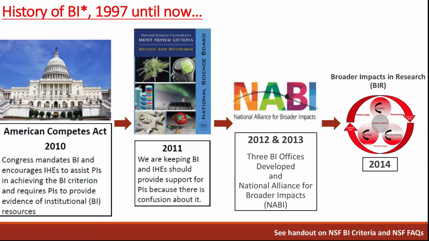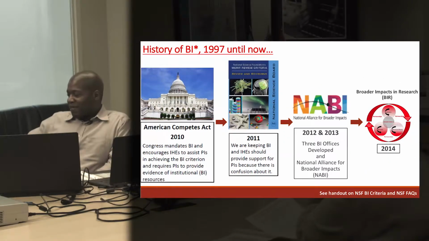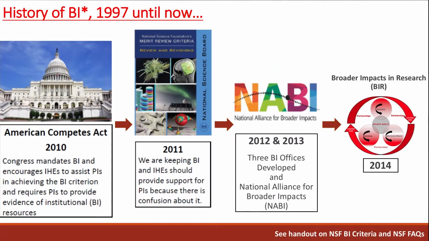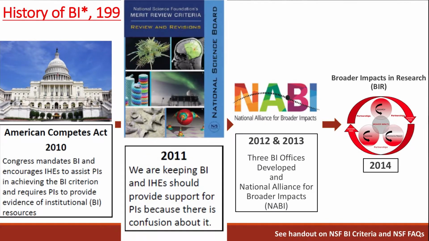And this is after, in 1997, broader impacts had exchanged the infrastructure and utility criteria. In 2010, the America COMPETES Act mandated broader impacts and said that institutes of higher education should help PIs support achieving the broader impacts criteria. In 2011, the National Science Board came back and said that we're going to keep broader impacts, and definitely institutes of higher education should help to provide support.